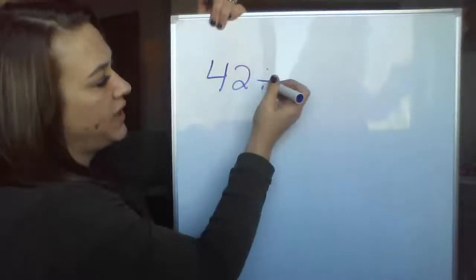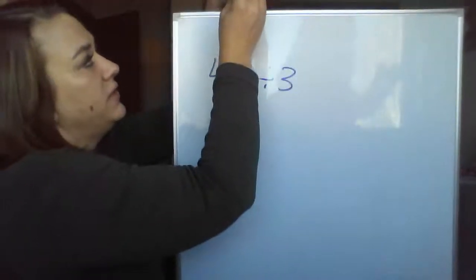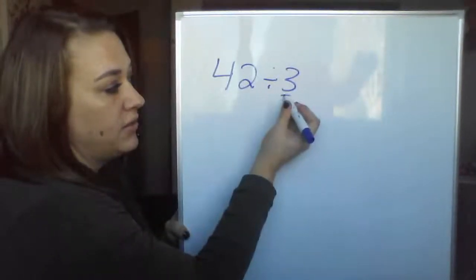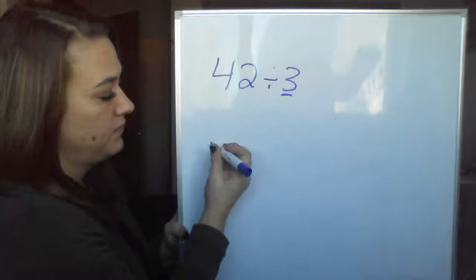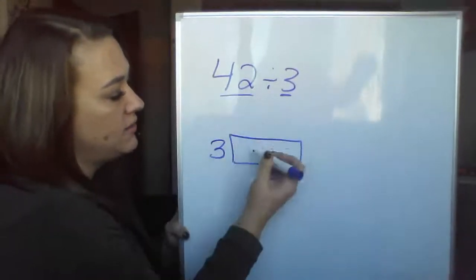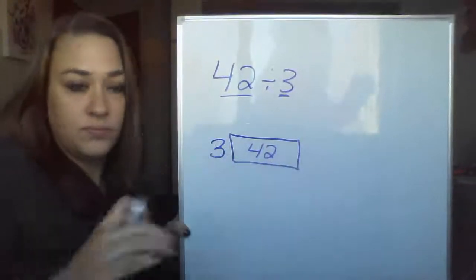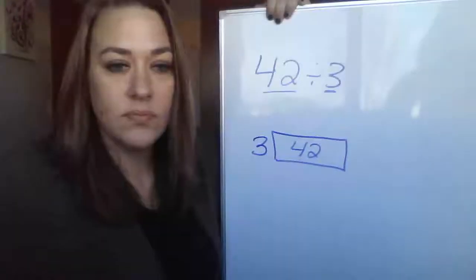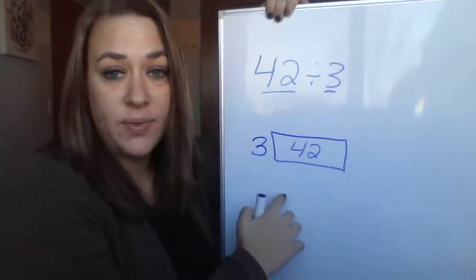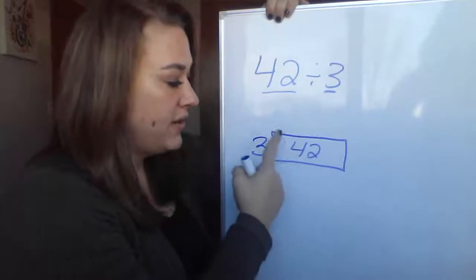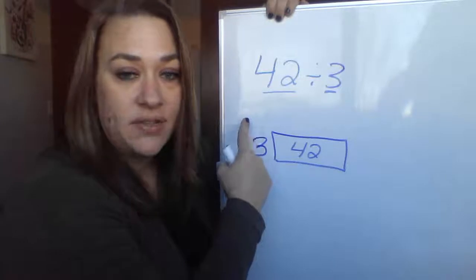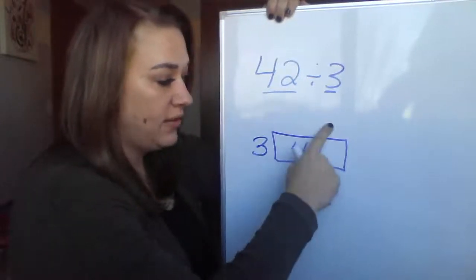Okay, so we'll do 42 divided by 3. Okay, and if we are going to use our area model, we're going to have a length or a height of 3. We know that our area is going to be 42. So this should look familiar, right? If we have our area and one of our lengths, then we just have to try to find our width, okay?